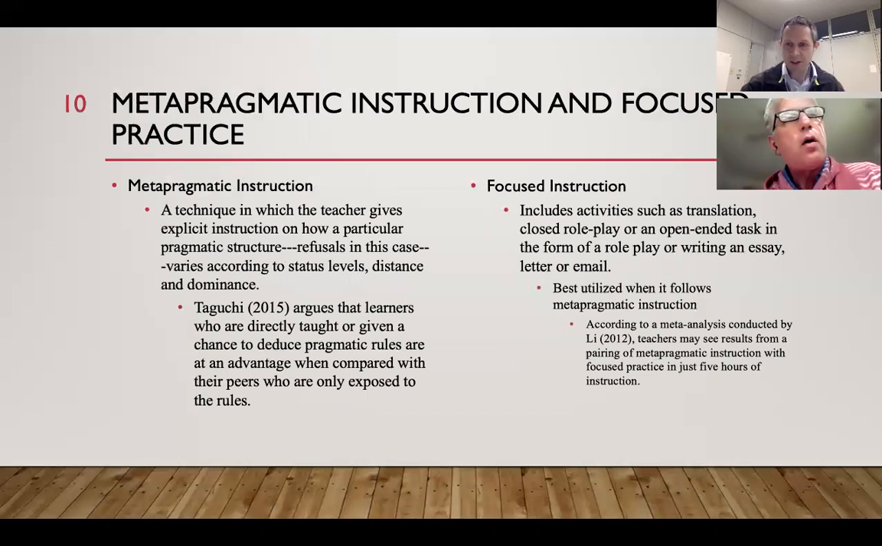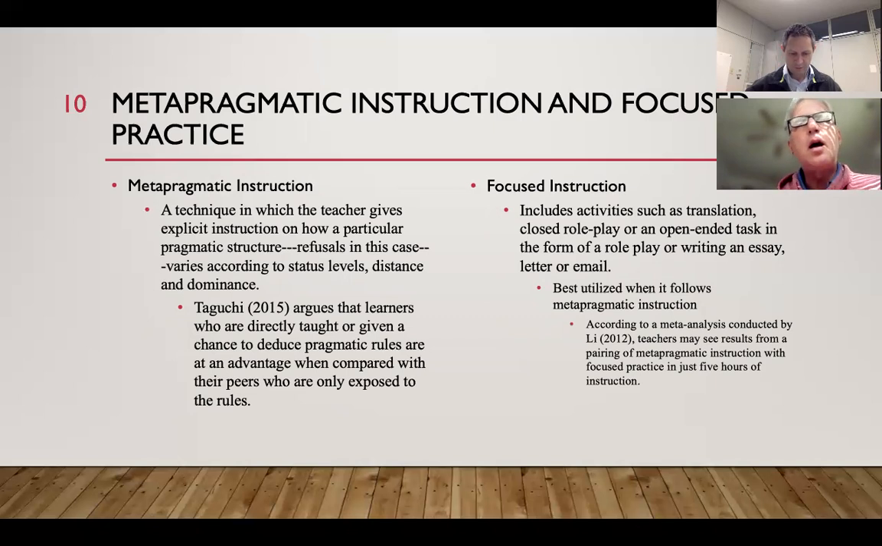Okay, slide 10. I'm on to slide 10. So metapragmatic instruction, as Matt indicated earlier, is a technique in which the teacher gives explicit instruction on a particular kind of speech act. So this could be, in our case, a refusal, but it could be giving directions. It could be giving an apology, any number of different ones. And how that speech act varies according to status level, distance, and dominance, right?